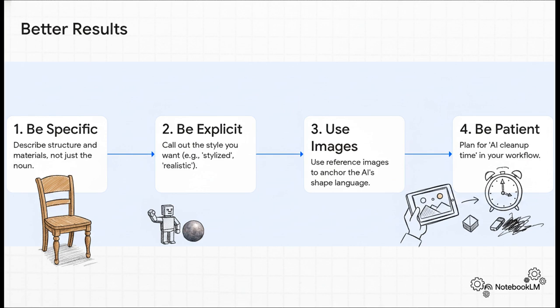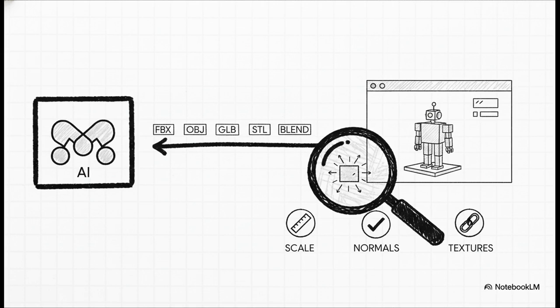And maybe most important, be patient. Always budget some AI cleanup time into your project. Look, a great model is useless if you can't get it out of the program properly. Meshy supports all the standard formats you'd expect. The key thing here, though, is to always, and I mean always, do a quick sanity check. The second you export, open that file in Blender or whatever you use and just check it. Is the scale right? Are the textures linked up? You'll save yourself a lot of headaches.